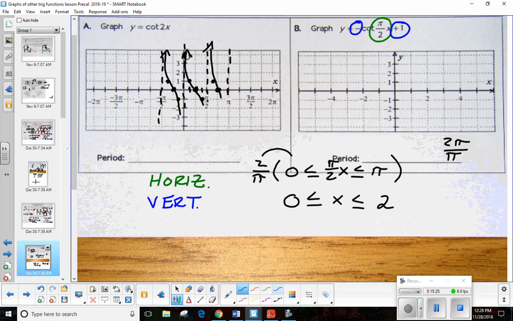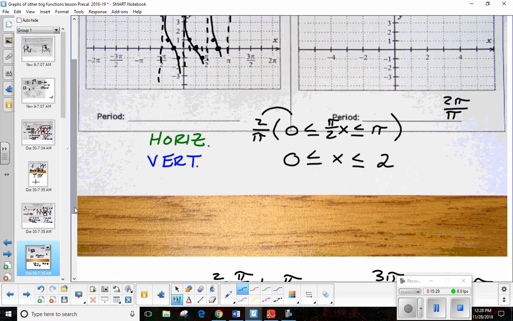Now let's go with our critical values. Remember, for cotangent, we're going from one asymptote to the other. But what was it? Was it 1, 0, negative 1, or negative 1, 0, 1? Cotangent was 1, 0, negative 1. Tangent was negative 1, 0, 1. Okay? And remember, we don't have to commit that to memory. You've got your notes. You're going to be fine.